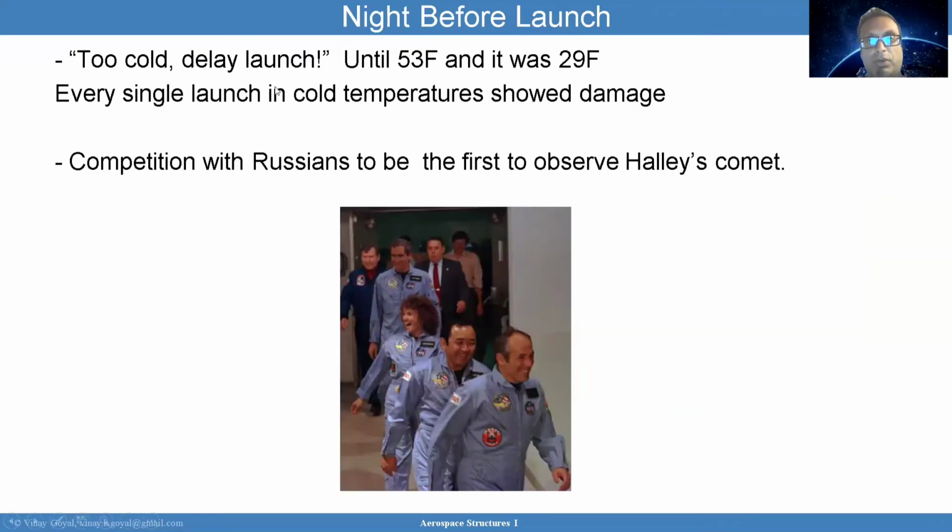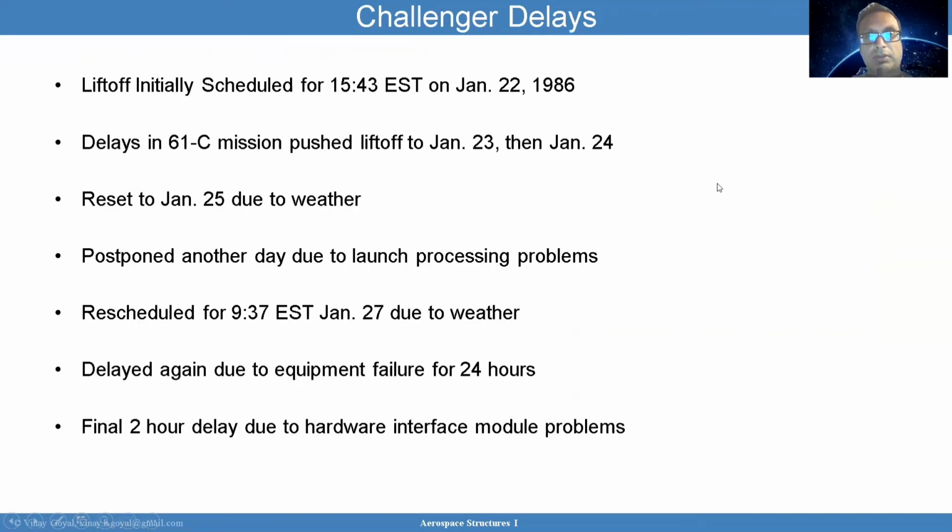The night before launch, there was a concern. A lot of people said too cold, delay the launch, and it was 29F. Every single launch in cold temperatures had shown some amount of damage. And there was competition. We wanted to really look at Comet Halley, so there was some amount of pressure.